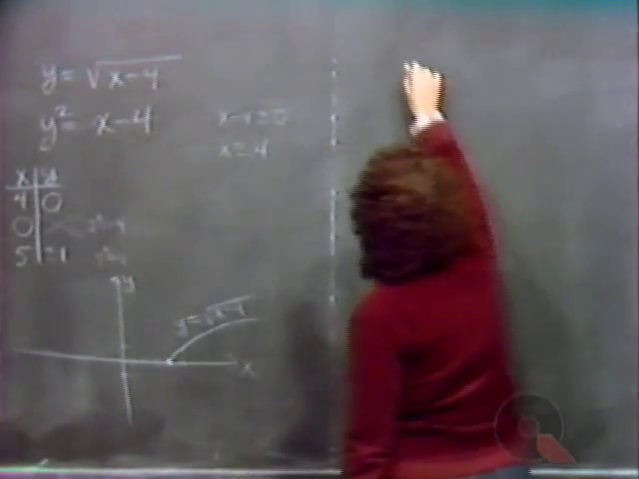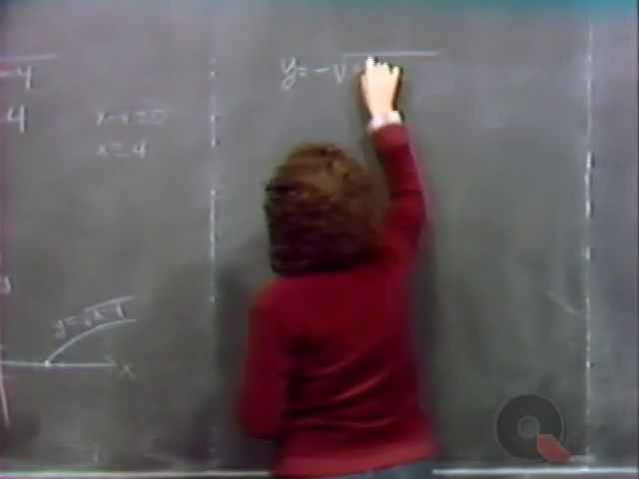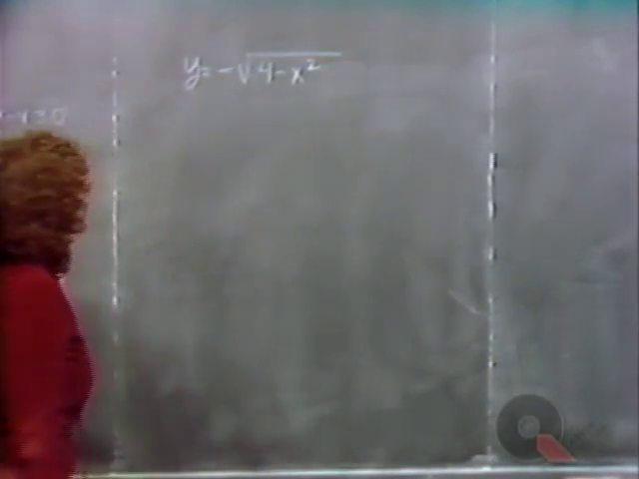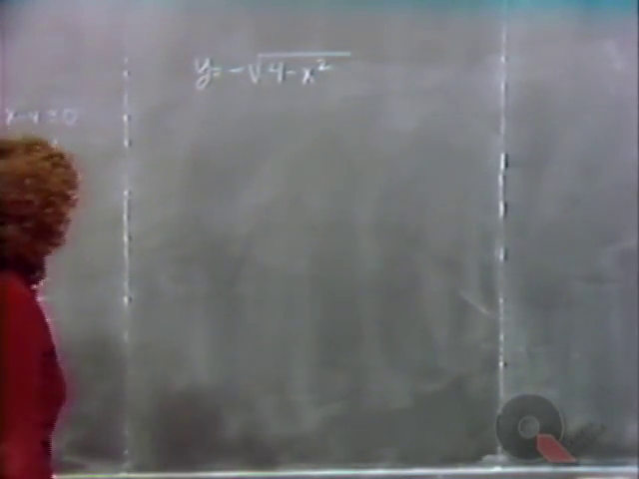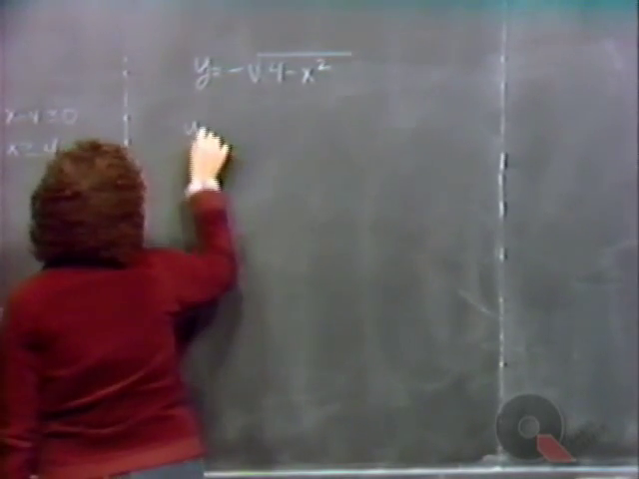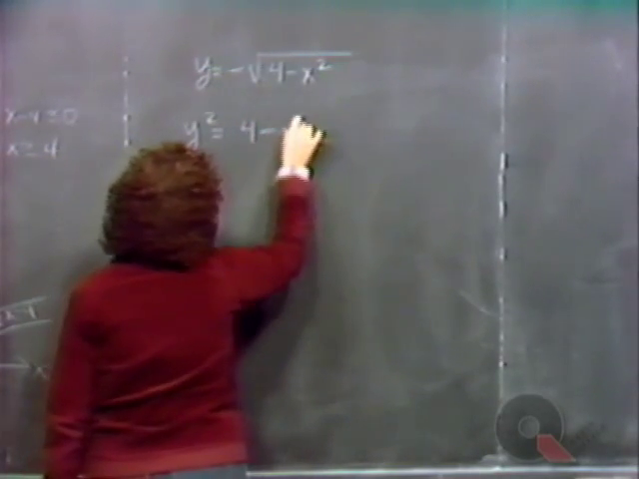For our next example, let's try y equals the negative square root of 4 minus x squared. Once again, I see a square root involved in the function, so I'm going to square both sides. When I do that, I get y squared equals 4 minus x squared.